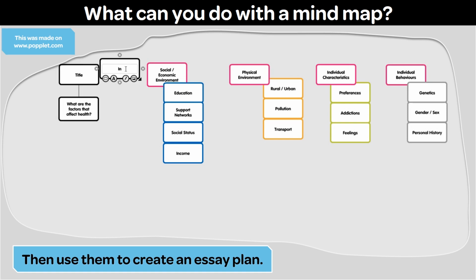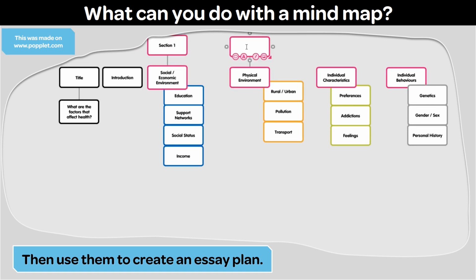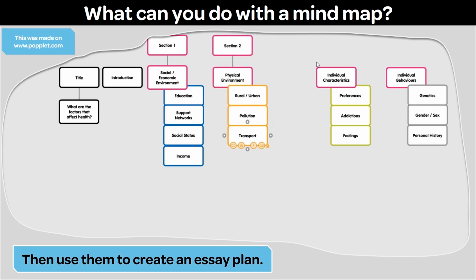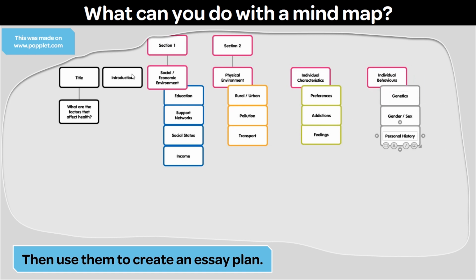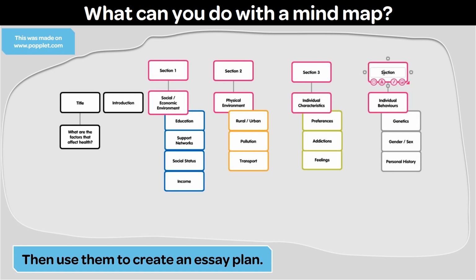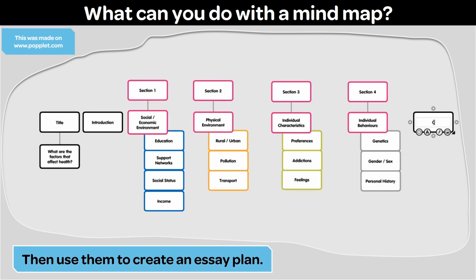Okay, so there's the title of my essay, and then I'll have an introduction. Each of those individual topics in pink I'm going to call sections, and then I've got all the sections in pink with the individual topics coming off those then, and a conclusion right at the end.